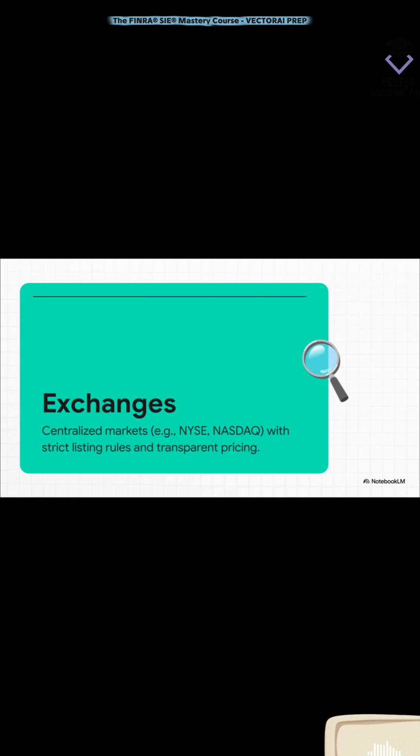First up, you've got the ones everybody's heard of, the exchanges. You know, the New York Stock Exchange, the NASDAQ. Think of these as centralized, official marketplaces. They're highly regulated, they have super strict rules about which companies can even get listed, and trading is very transparent and orderly. It's all about structure and rules.